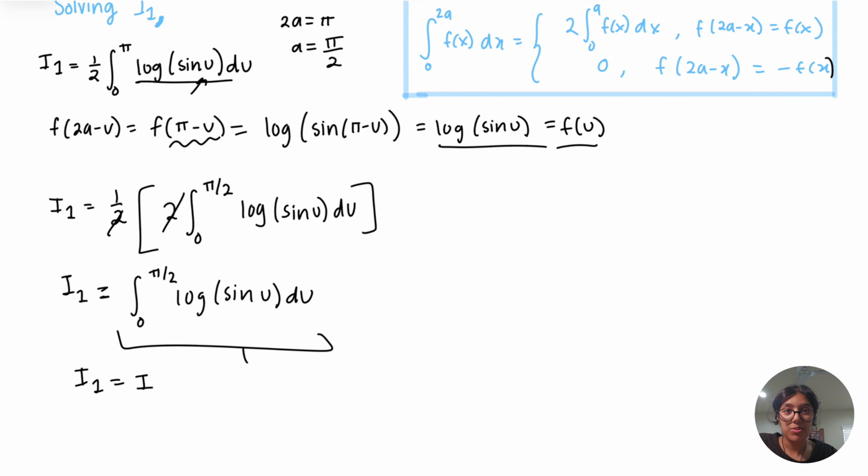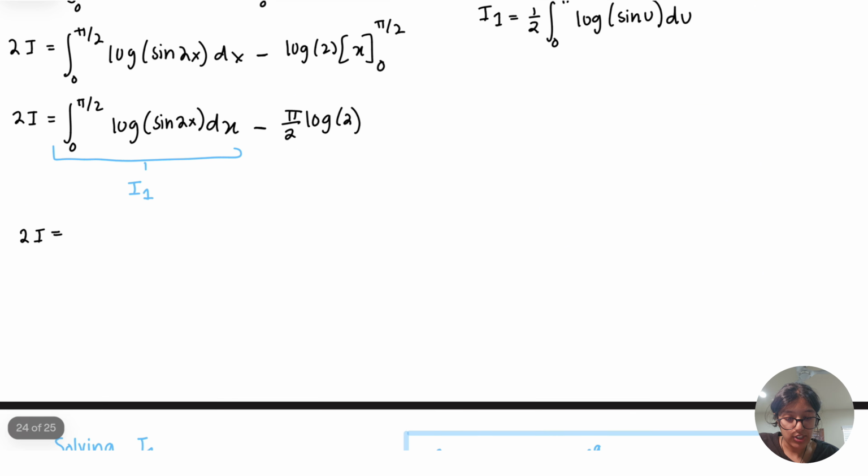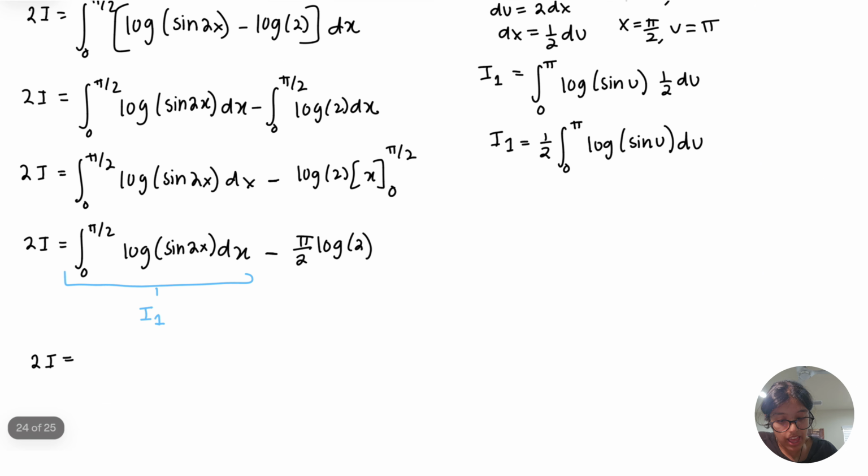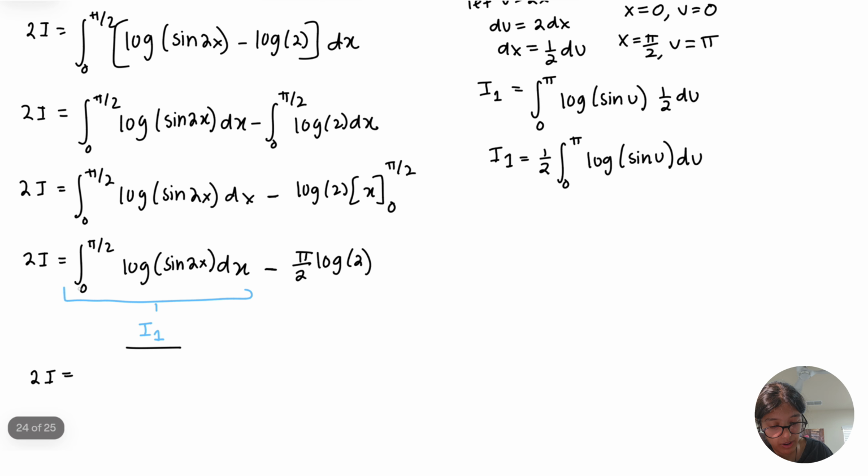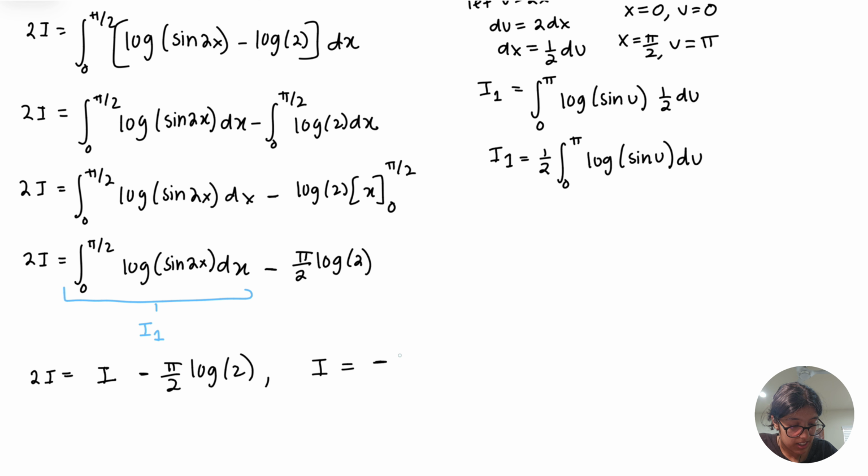And this actually comes in pretty handy because when we go back to our original problem and put the value of I1 in here, we are left with 2I on the left side. Nothing changes with that. But then we are left with I because we just said I1 is equal to I. And then we're going to leave that as it is, minus pi over 2 log of 2. Simplifying this, I get I is equal to negative pi over 2 log of 2. And that is exactly what we needed to find.